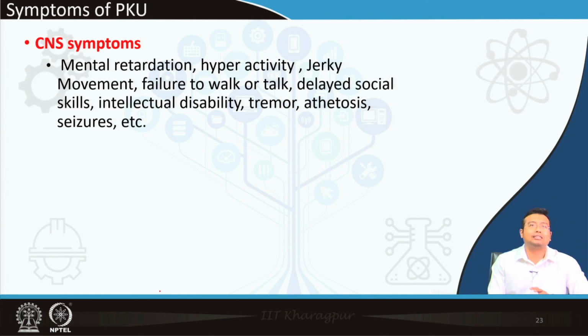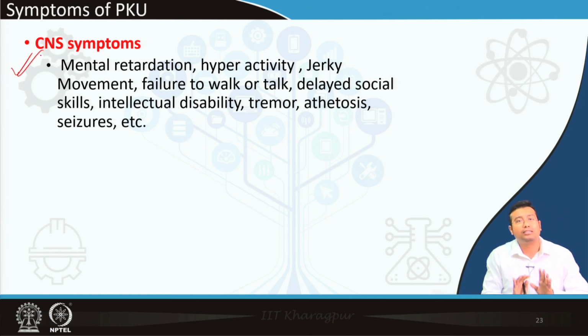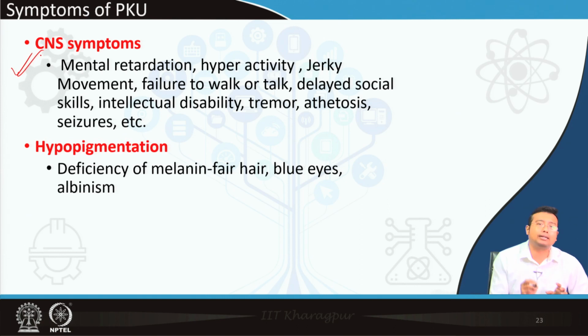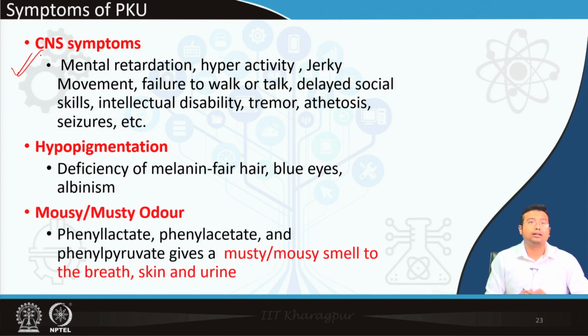First, CNS symptoms, central nervous system symptoms: mental retardation, hyperactivity, jerky movement, failure to walk and talk, abnormal movement like athetosis, seizure. Why? Because there is a problem in neurotransmitters, essential amino acids, etc. All of that leads to poor brain development and intellectual disability. So, all of them culminate into CNS symptoms, which is the major dreaded sequel of phenylketonuria if it is left undiagnosed. Next, hypopigmentation, which we already discussed, because of decreased amount of melanin, and mousy musty odor.